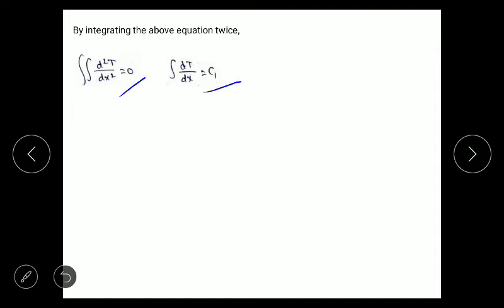Now the second integration: the integration and the differentiation of dT/dx cancel, and we are left with T, which is equal to the integration of c1. c1 is a constant, and the integration of a constant with respect to x is x. So c1 into x, plus another arbitrary constant c2 is obtained. So T is equal to c1 x plus c2. This is an important equation. Keep it aside and number this as 2: T = c1 x + c2.